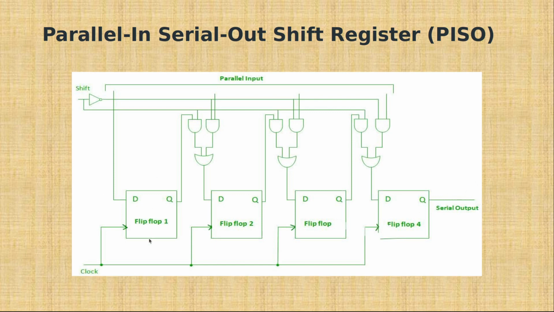There are 4 flip flops, and the clock pulse is applied. Here we use the multiplexer. The multiplexer has multiple inputs and only one output. That output goes to the input of the next flip flop. Likewise it moves on, and finally we get only one output. Okay, so this is the parallel in and serial out.